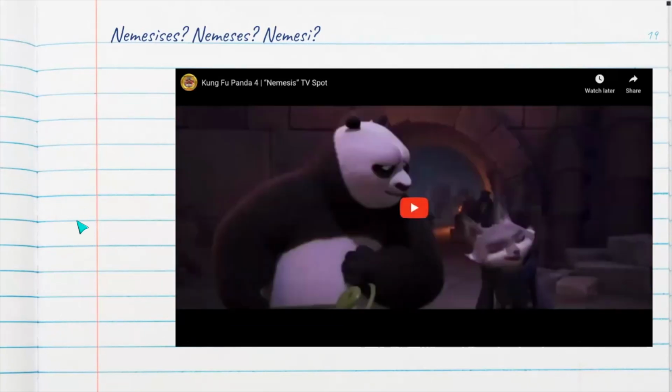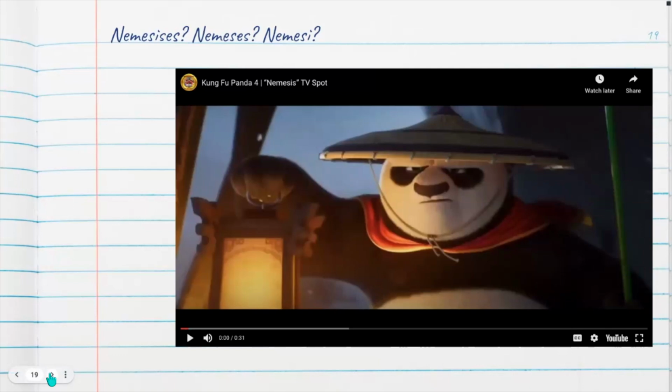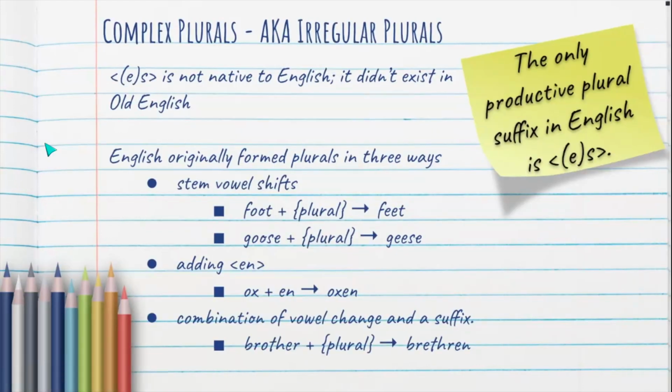Nemesi? So what is the plural of nemesis? Nemesises? Nemesi? Nemesis? And you'll find that as we explore different words, we have these things called complex plurals. They also have, of course, the word irregular attached to them because we can't help ourselves. And in fact, complex plurals are part of, I believe, grade 4 in the curriculum. I think it shows up in grade 4. It might also show up in grade 3. I can't quite remember.